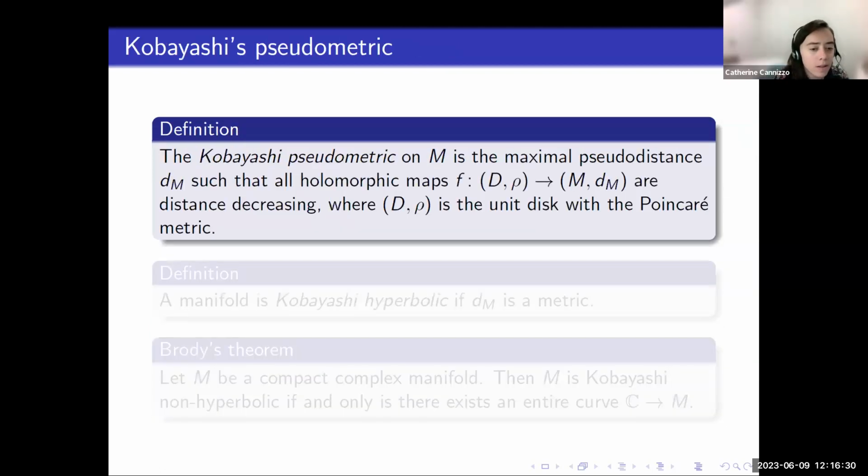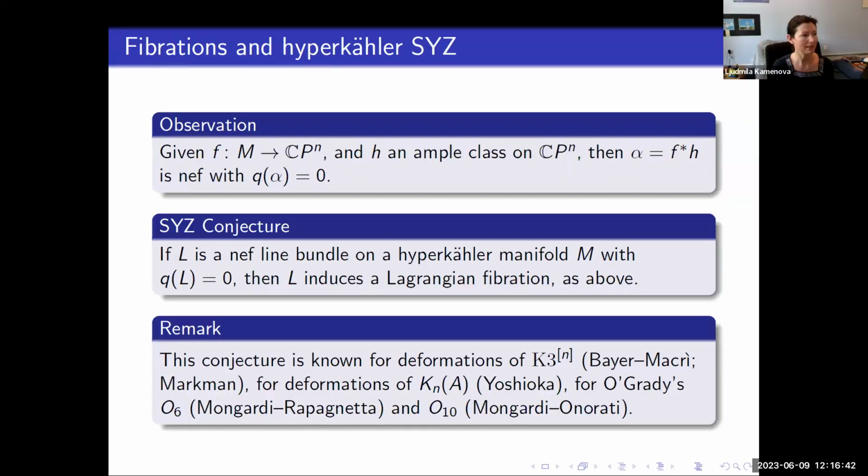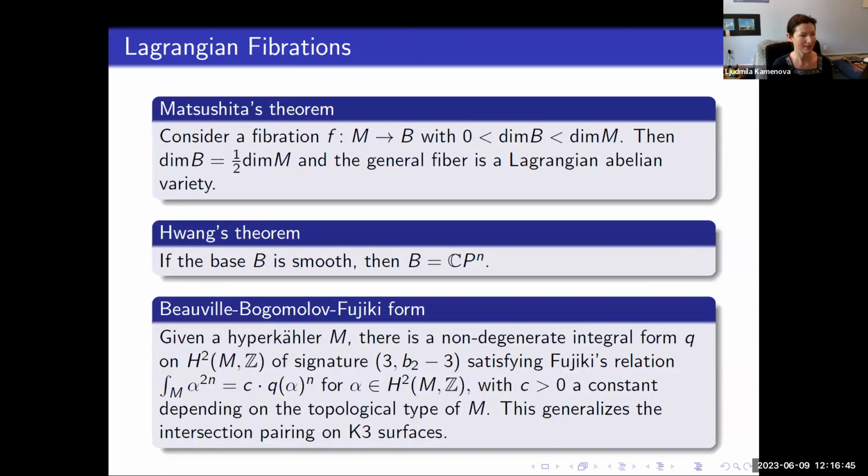Would you be able to give a bit more intuition on the role of the Q of alpha? So the Q basically generalizes the intersection pairing of a K3 surface, and the way to construct it is you take a class alpha and you start intersecting it with the holomorphic 2-0 form and its conjugate enough times to get an actual number. And this is related to the Hodge-Riemann bilinear relations.